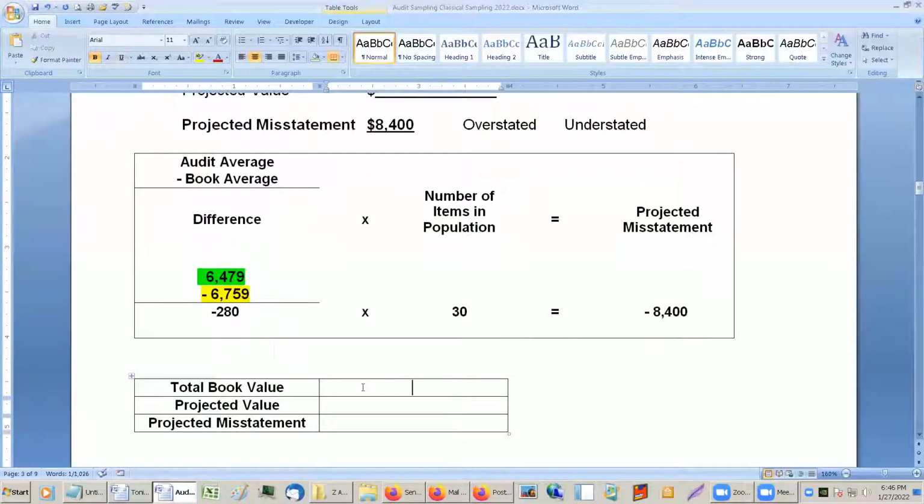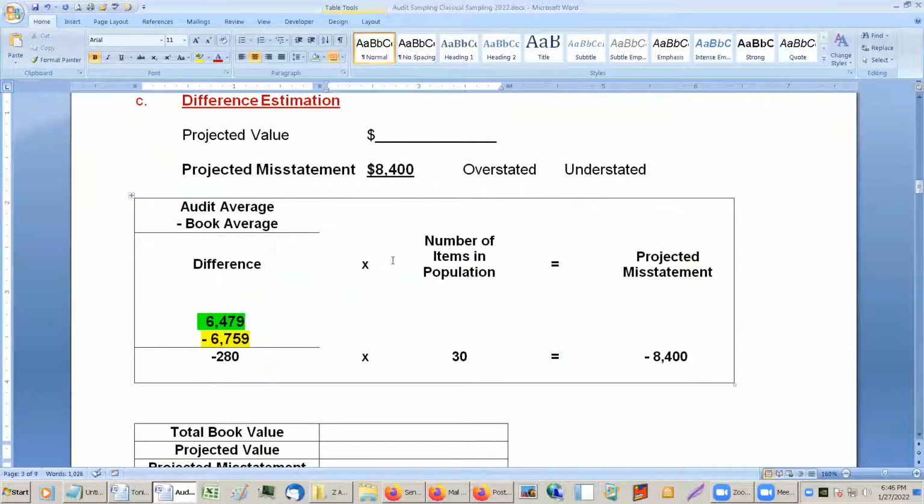Total book value is... are we saying these things are overstated or understated? Are the book amounts too high or too low?